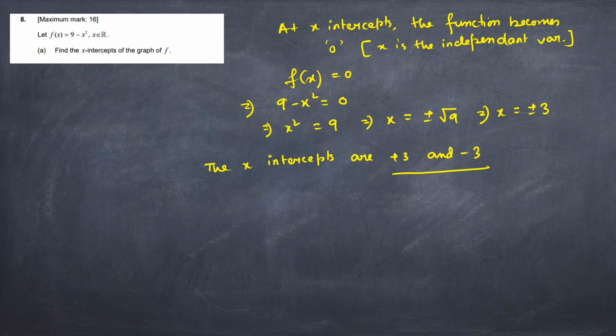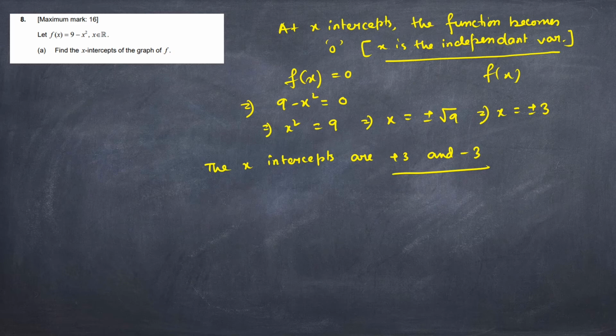You just need to remember the theory, that at x-intercepts the function becomes 0, provided x is the independent variable. Why am I mentioning that x is the independent variable? Because the function must be for x. If the function is for y, then obviously at y-intercepts the function will be 0. That is another problem, and I am not discussing that, but you need to remember that at x-intercepts the function becomes 0 if x is the independent variable.